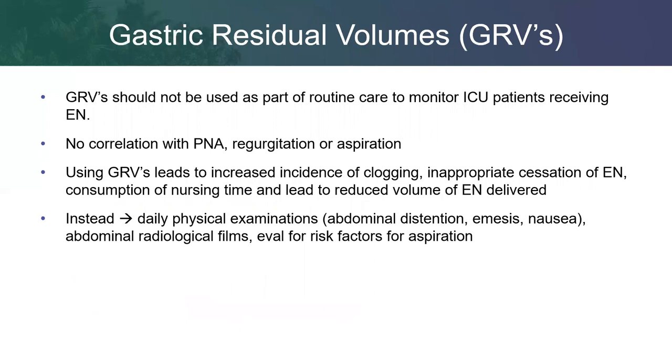So gastric residual volumes, this has gained a lot of traction over the past, I'd say, 5 to 7 years. Gastric residual volumes should not be used as part of routine monitoring in the ICU setting, as there has been data not correlating to pneumonia, regurgitation, or aspiration. However, routinely monitoring gastric residual volume can lead to increased incidence of clogging, cessation of enteral nutrition or holding of our therapy, nursing time, and lead to reduced volume that's delivered, as well as promote patients in an inadequate nutritional state. Instead, we want to make sure we're doing daily physical examinations, looking at abdominal distension, if emesis or nausea is present, looking at radiological films, KUBs, and evaluating for risk of aspiration and looking at our tube tip placement.